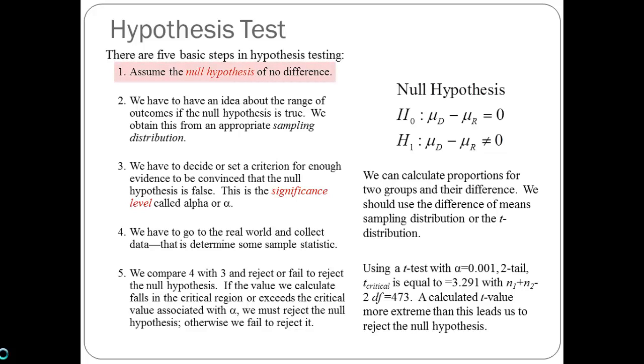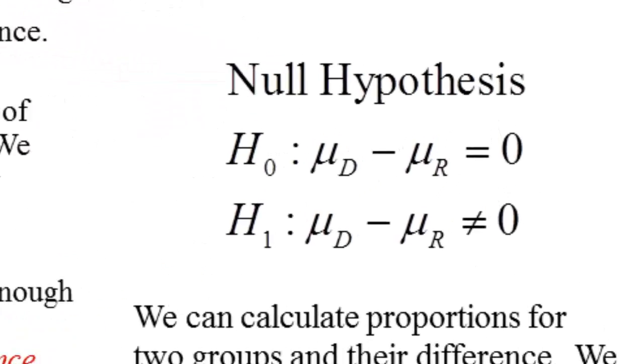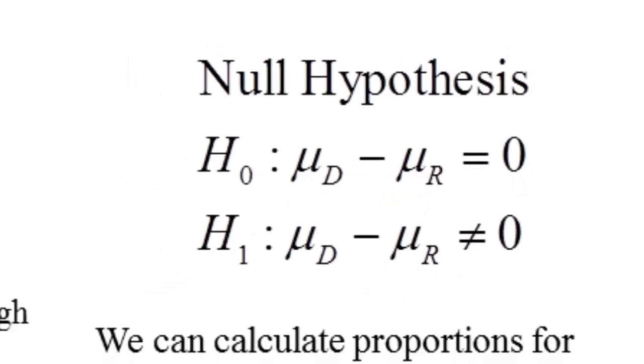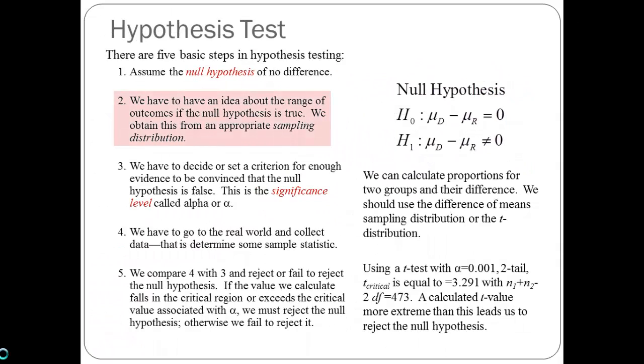Number one, we have to assume the null hypothesis of no difference. Here my null hypothesis is that mu sub d minus mu sub r is equal to 0. That is, there is no difference in the proportion of Democrats and Republicans who favor the death penalty. My alternative hypothesis is mu sub d minus mu sub r is not equal to 0. This indicates that I'm using a two-tailed test. I'm not interested in which party is more favorable of the death penalty, but simply that they are different from each other.